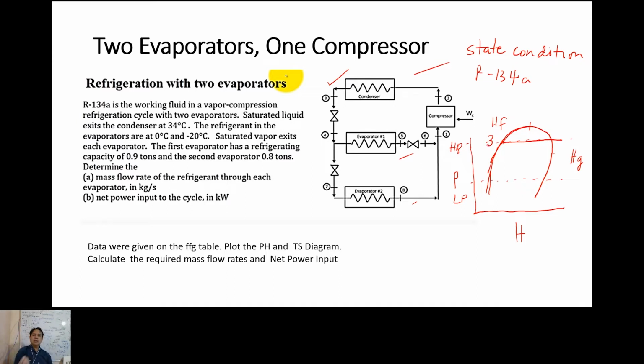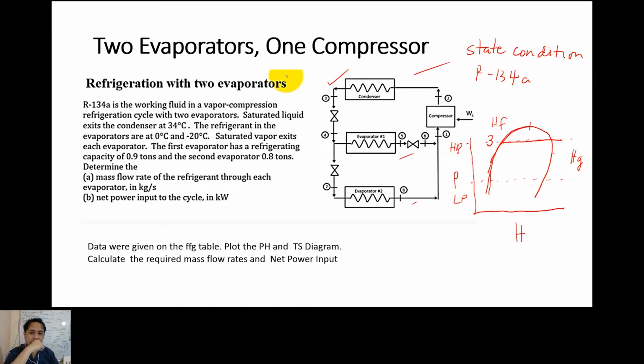So I guess my point here is how do you translate the problem into a diagram? Sometimes it becomes more complicated. You don't know whether it's superheated or saturated or where it lies. Now, what's the next? The refrigerant in the evaporators, meaning two, are 0 and negative 20. So the question is, how many evaporators are involved? Two.